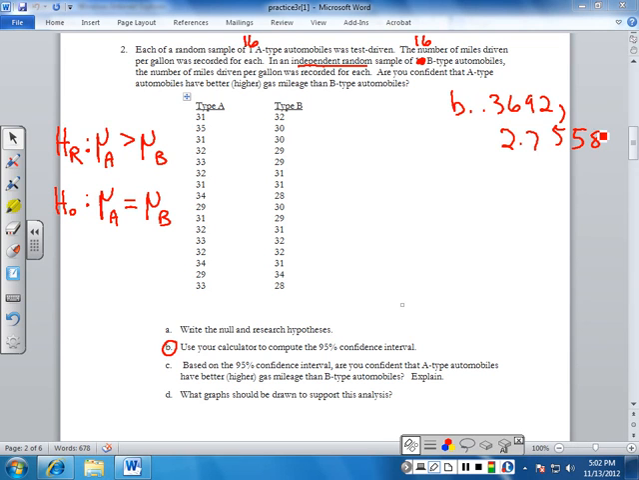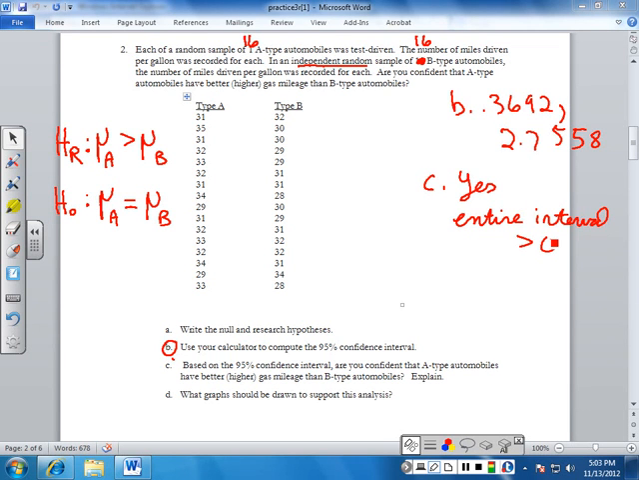And based on that interval, can I conclude or be confident type A has better gas mileage than type B? Yes, because the entire interval is greater than 0. Okay. So C would just be yes, entire interval is greater than 0. And that'll take care of part C.